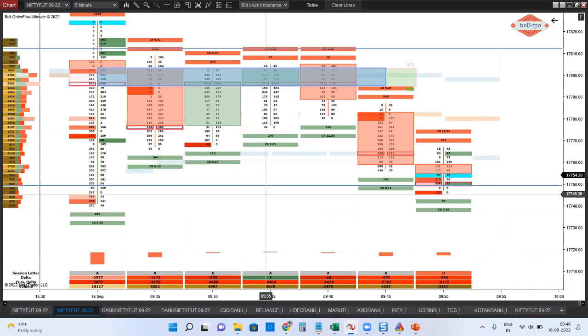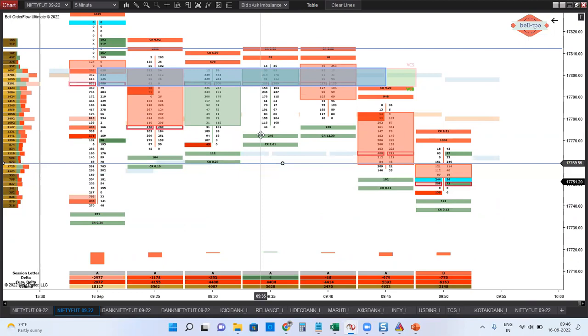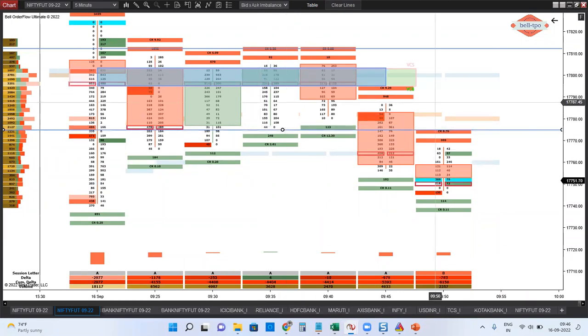So the entry point happens over here, right? This is the level where the entry happened, approximately 17,775. Another 50 points to go on the downside to complete the target for the volume cluster breakdown.